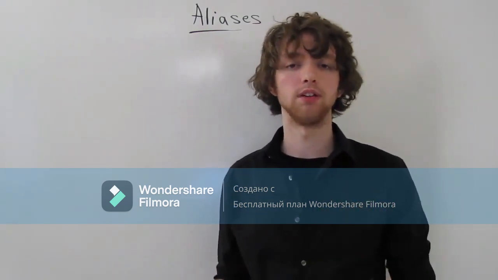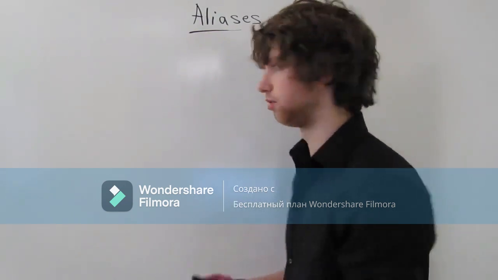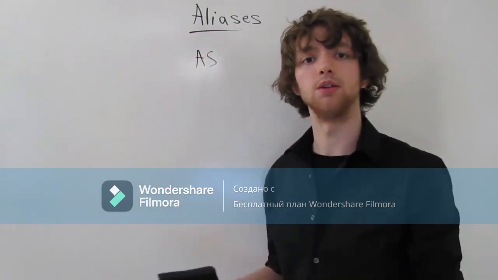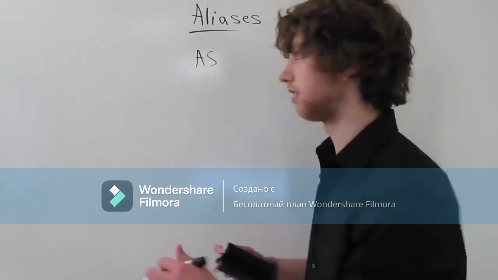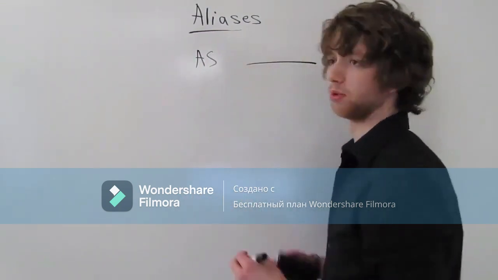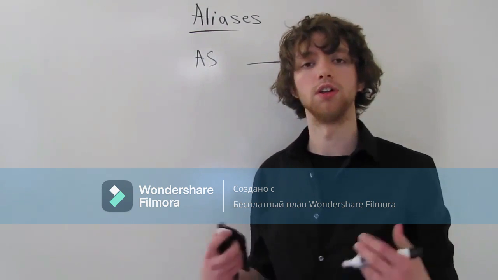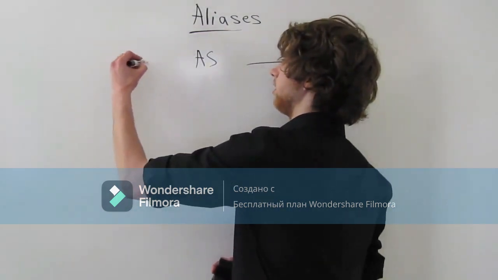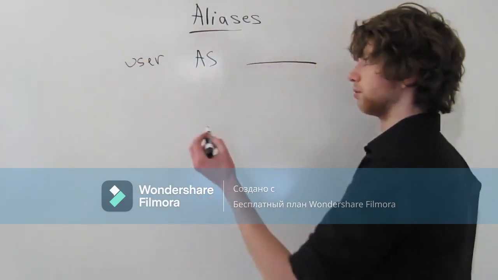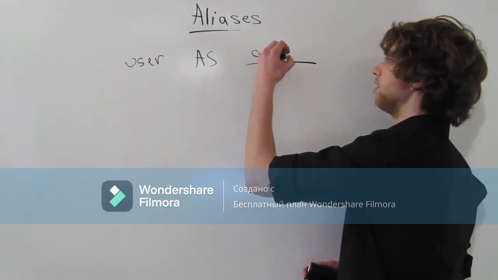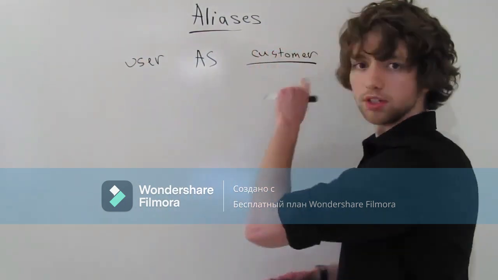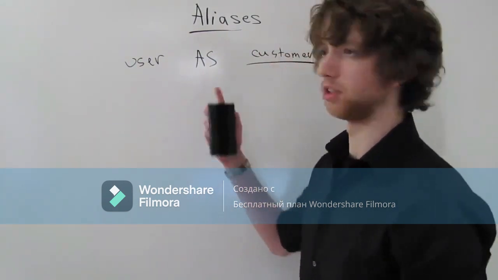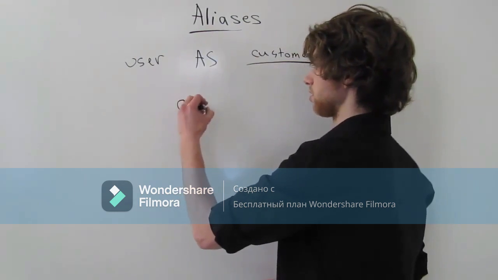So when you want to give a table an alias, you will use the AS keyword, and that's going to say anything that follows is what we want to call the table. So let's say we had that user table, and instead of using user, you wanted to say customer. Well then, when you use the table in the rest of the query and you use your joins, rather than using user, you can use customer.